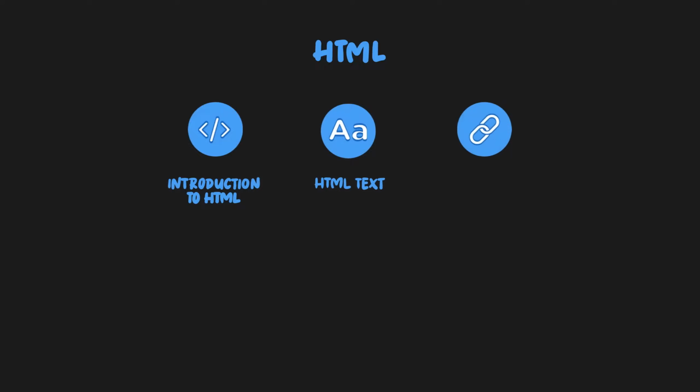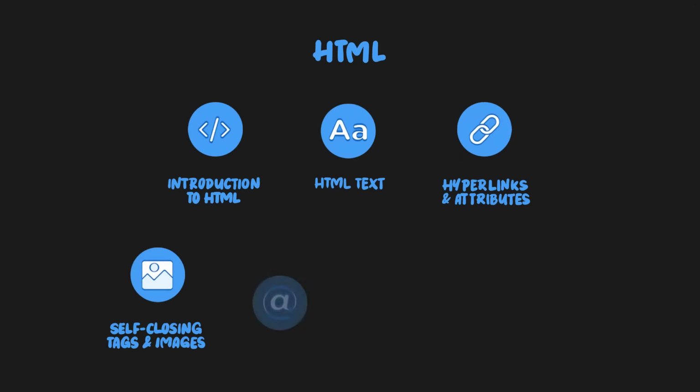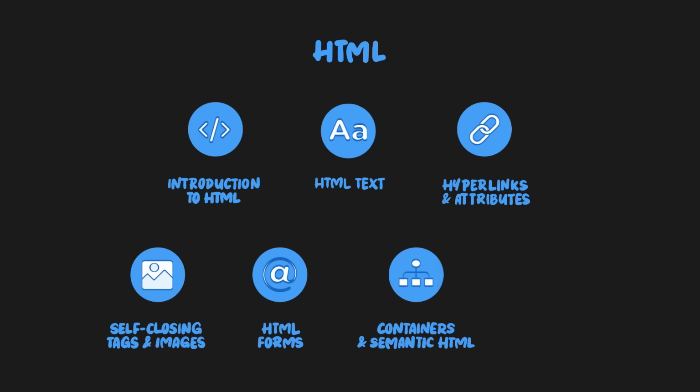So let's look at the HTML course program. We'll be covering the following topics: an introduction to HTML, HTML text, hyperlinks and attributes, self-closing tags and images, HTML forms, containers and semantic HTML, and scientific HTML. Each of these topics contains many subtopics, which comprehensively covers everything you need to know to get a solid foundation that will enable you to code HTML at a professional level.